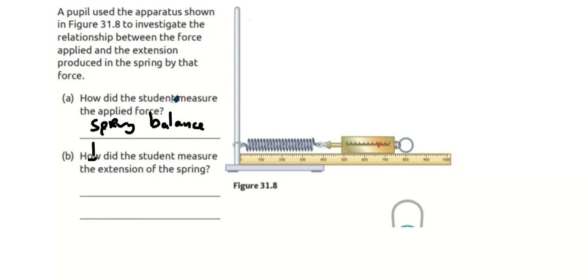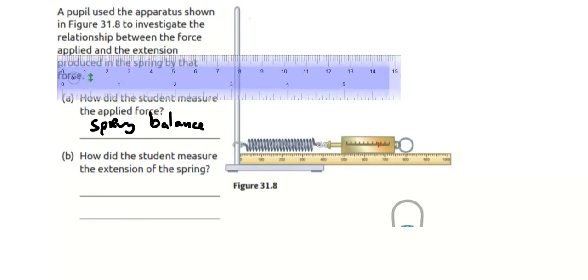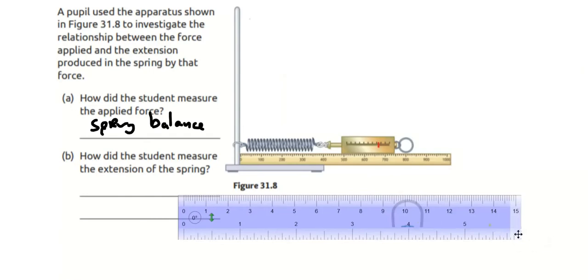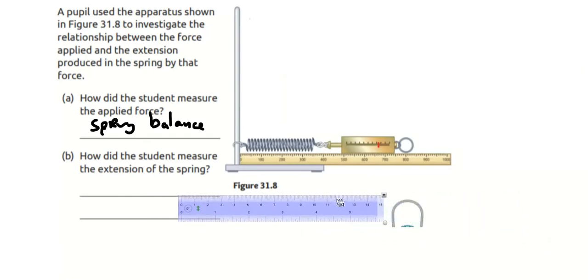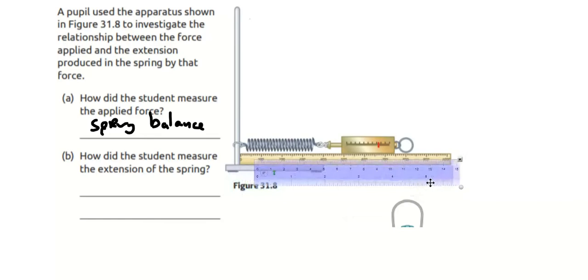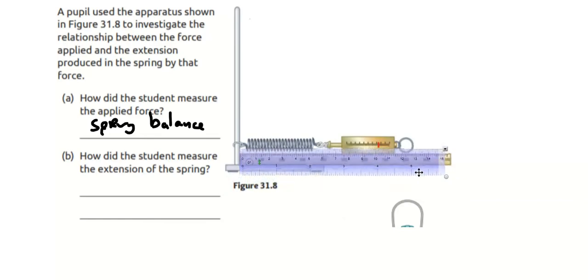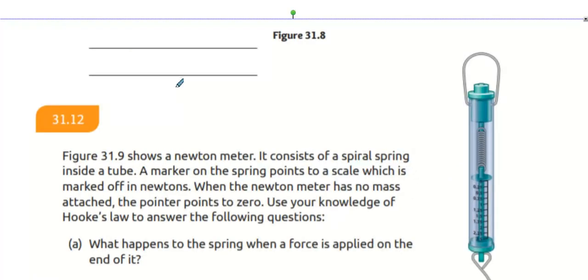How did the student measure the extension of the spring? Well, quite simply, he used a ruler. No rocket scientist there. You just get a ruler, and then you measure the initial length of the spring, and then measure it after it extends. So very simply with a ruler. Just make sure the zero is located at the start of the spring.